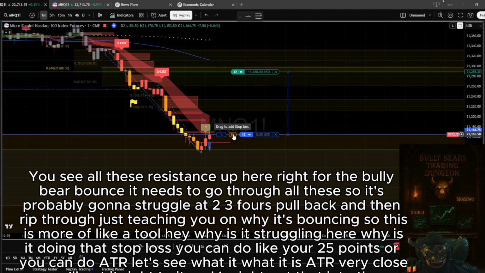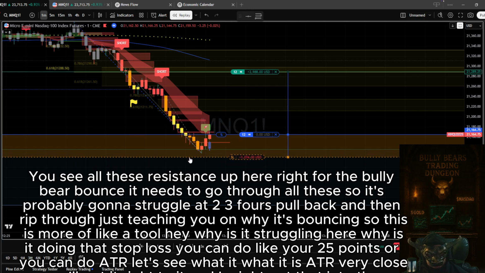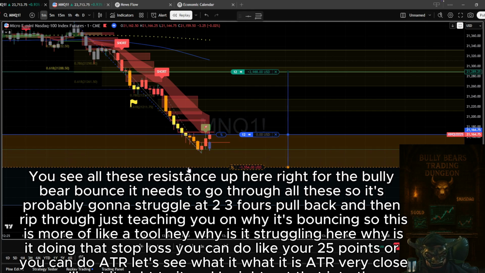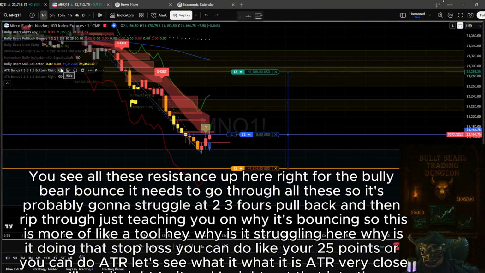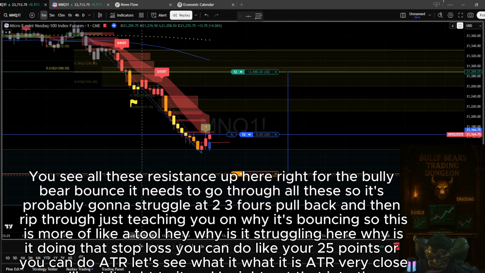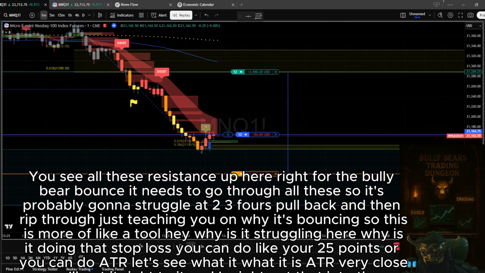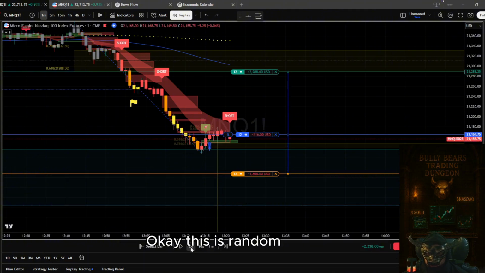Stop loss. You can do like your 25 points, or you can do ATR. Let's see what it is. ATR. We're very close. We'll put it right to it. And I might put that into the indicator in the future. I'll clean it up a bit though. Now, I have no idea this is going to be a winner or not, okay? This is random.